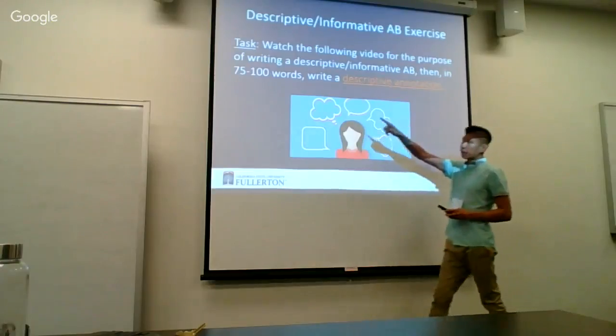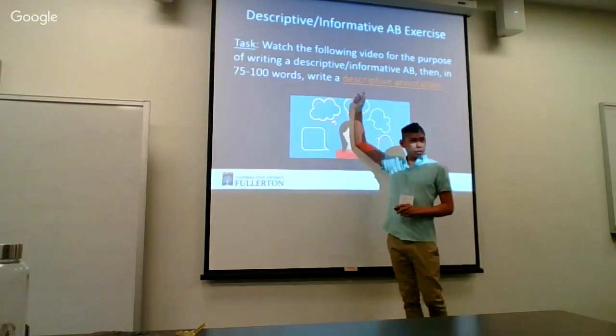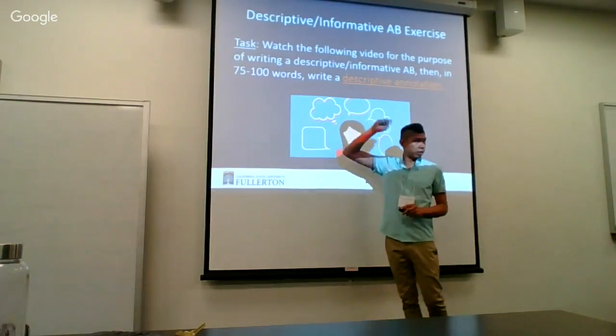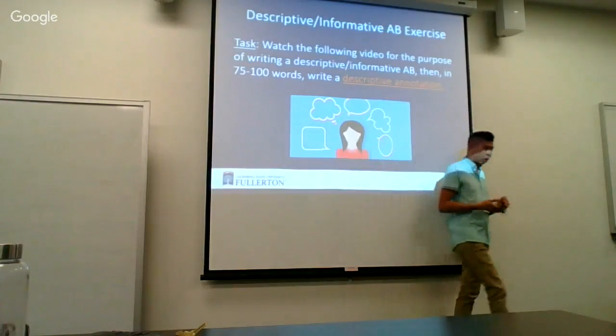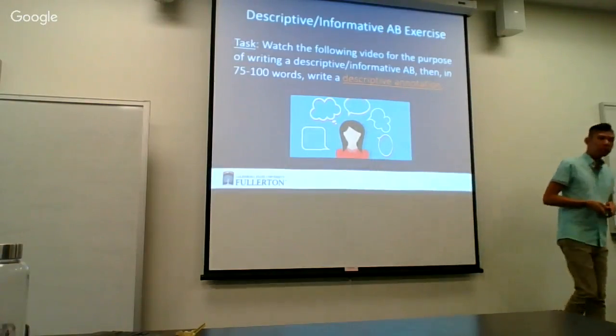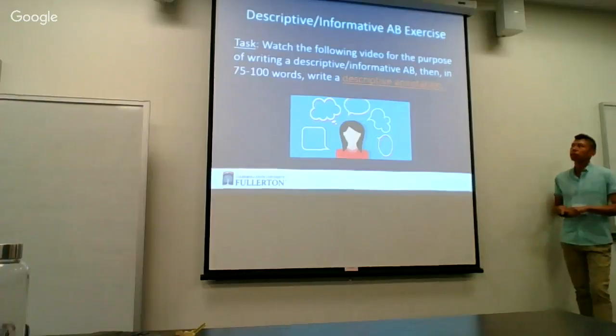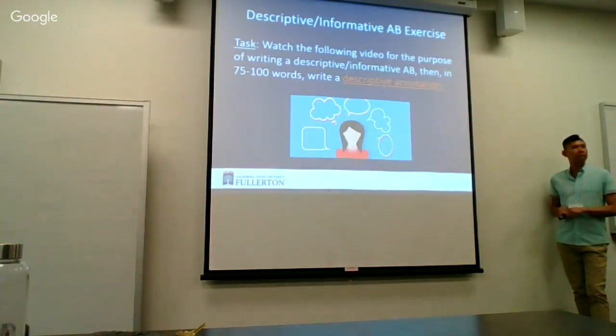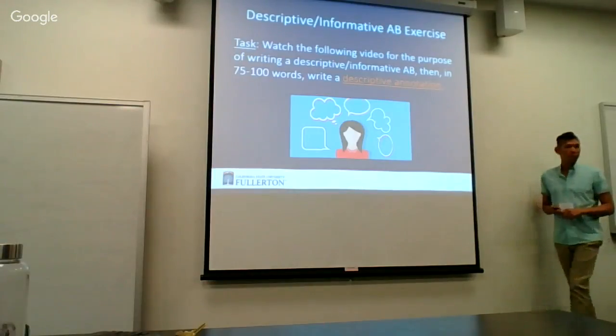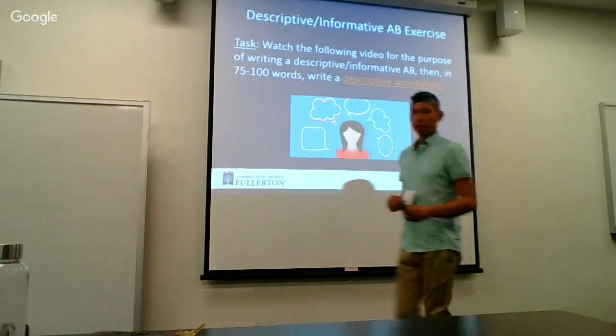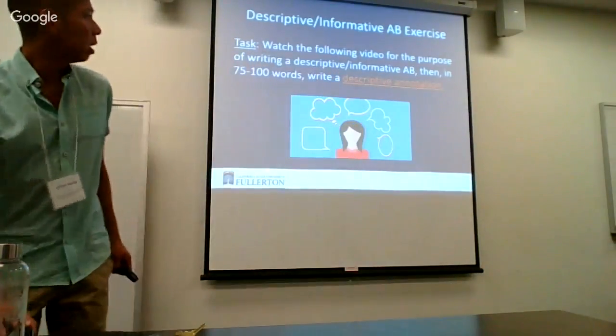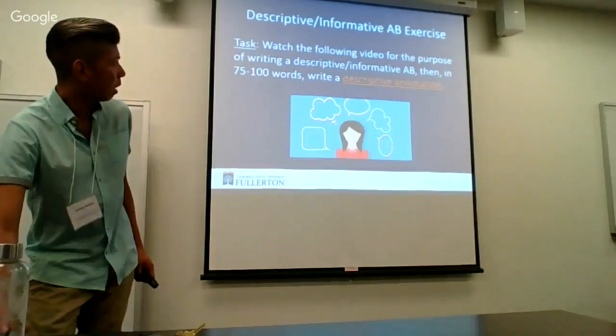Then, in about 75 to 100 words, write a descriptive annotation. Okay, so we'll watch the video. If you have your computer up, go ahead and open up your Word document or word processor. So when we're done watching the video, you can just go straight to typing. It'll give you about 10 or 15 minutes or so to write that annotation. So let me know if you still need time to get a Word document up and ready to go.